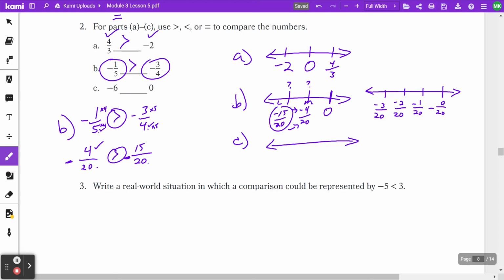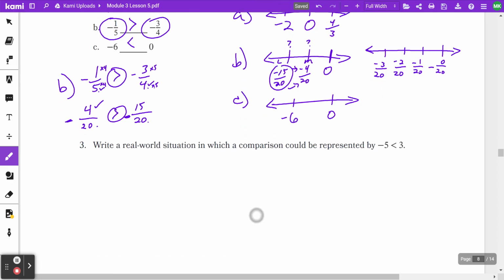This last one here is pretty simple. If I have a 0 here, to the left of 0 are going to be my negative values. Therefore, my -6 is going to be less than my 0.